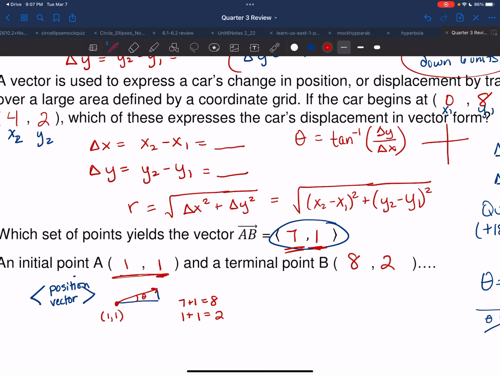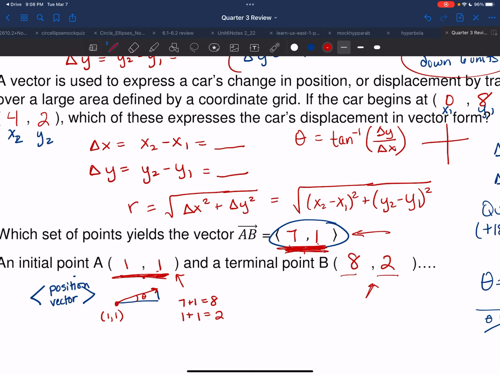So essentially I just took 1, 1 and I added this change. So 1 plus 7 gave me 8. 1 plus 1 gave me 2. So just keep in mind your difference of your two, like your start and your finish, gives you your delta x, delta y. It gives you your positional vector. And if you're given a positional vector and where it starts from, you should be able to figure out what your terminal one is. Now, what if it gives you a position vector and a bunch of starts and finishes?